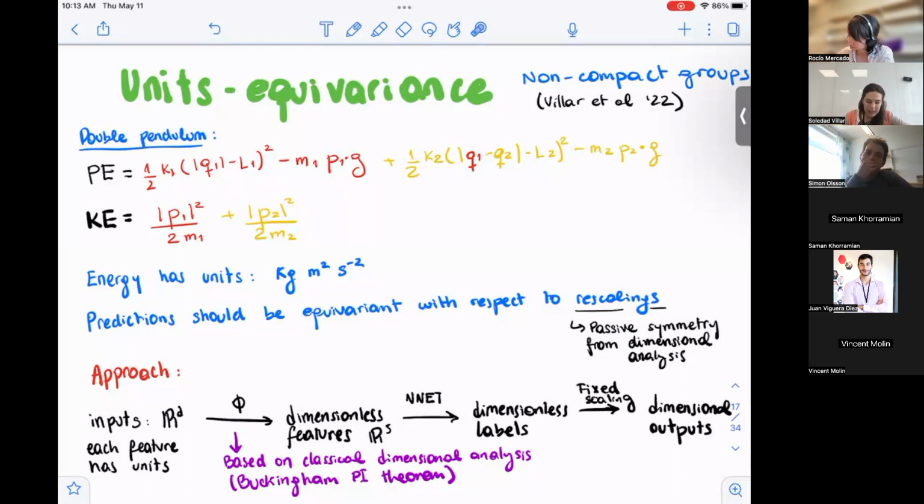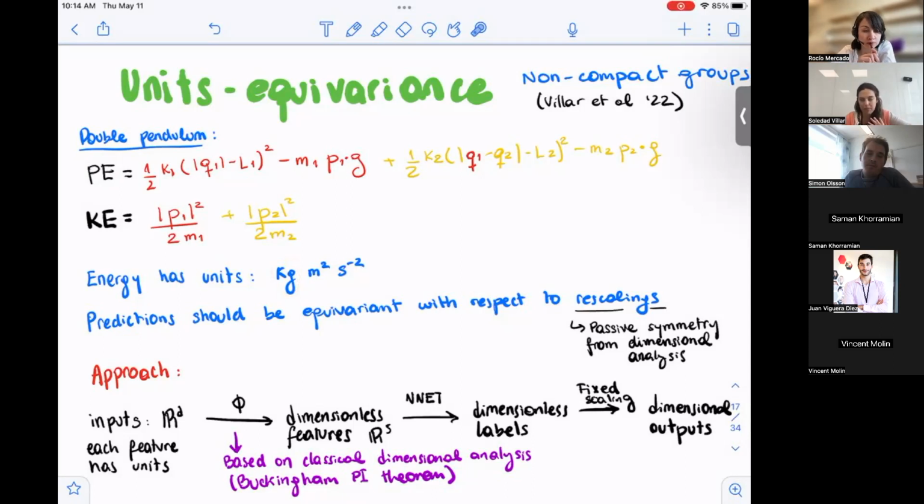And then the other symmetry that we used as well is the symmetry that has to do with units, because we're learning a potential, like a Hamiltonian, based on potential energy and kinetic energy, and energy has units: kilogram meter squared divided by second squared. And so if I do a transformation where I transform everything that has units of kilograms to pounds, then that is the scaling, and then the predictions should scale in that way.